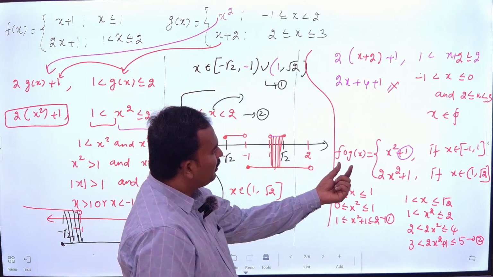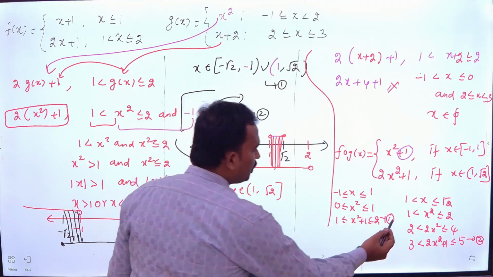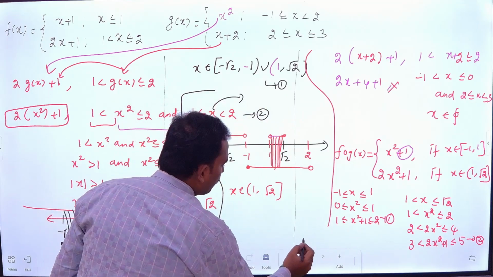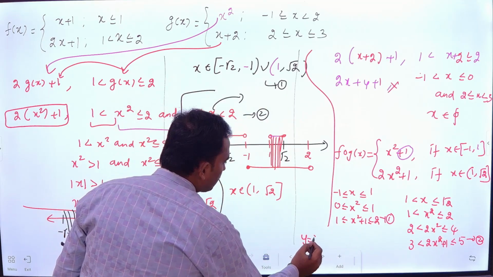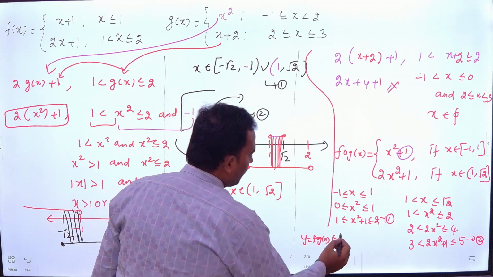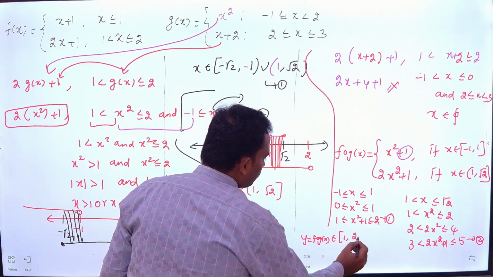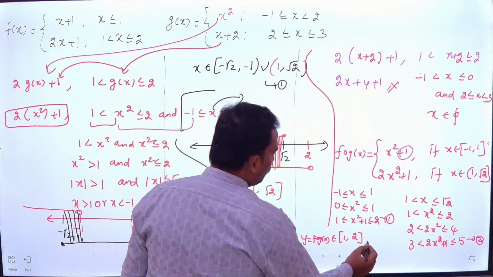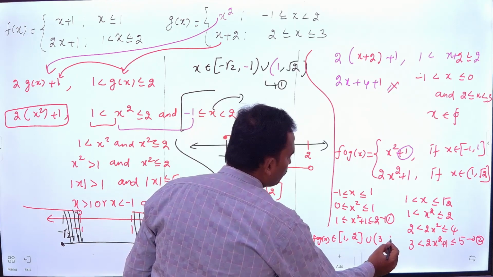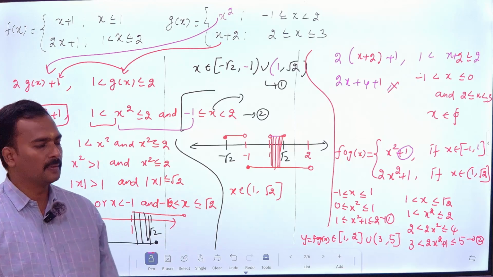So y depends on the different x values, right? Therefore you have to take the union of these two things, which would be the range, right? So the range is y, that is, f composition g of x belongs to, so 1 to square root of 2, union 3 open interval to 5 closed interval. This is the range of the function, right?